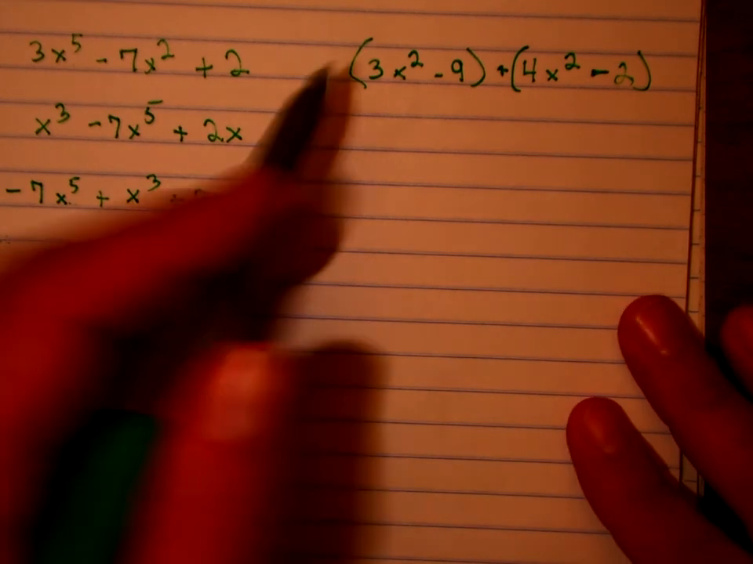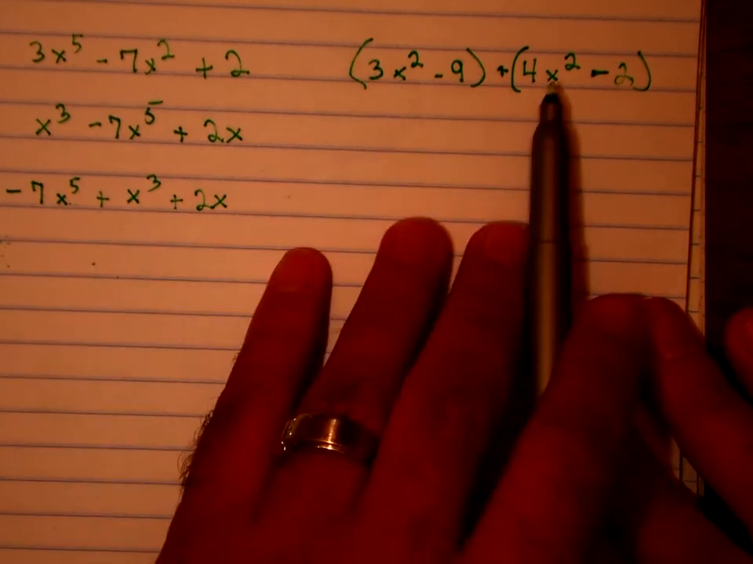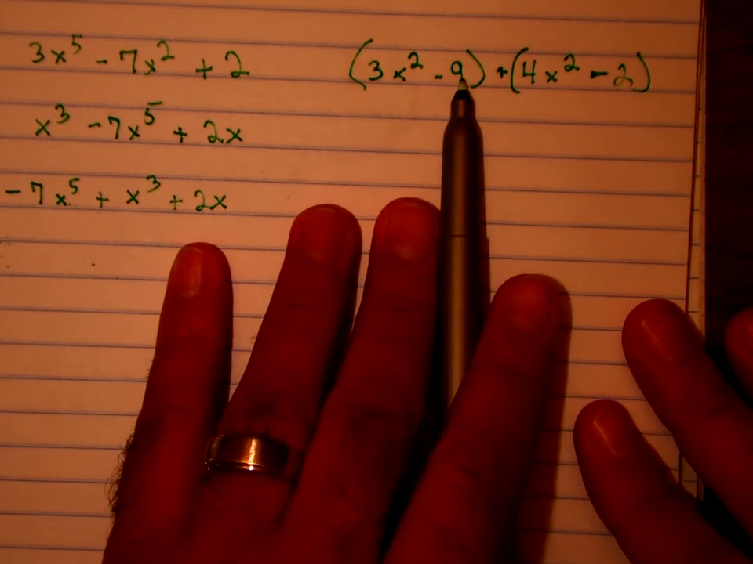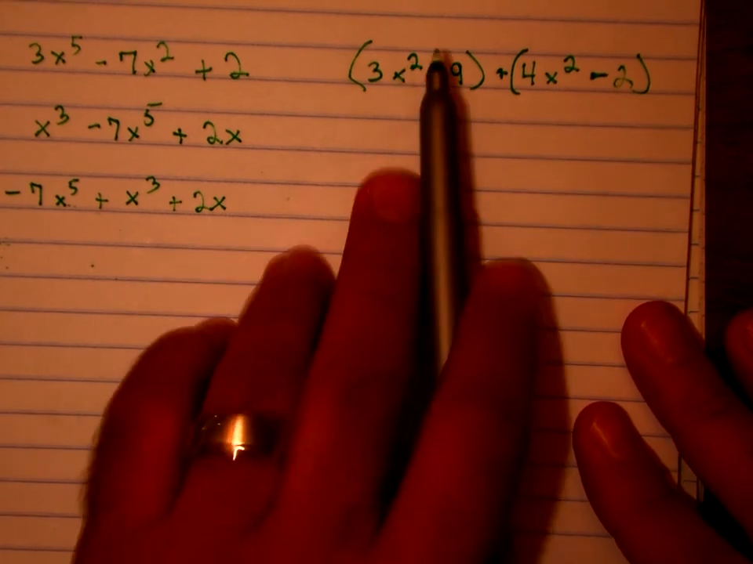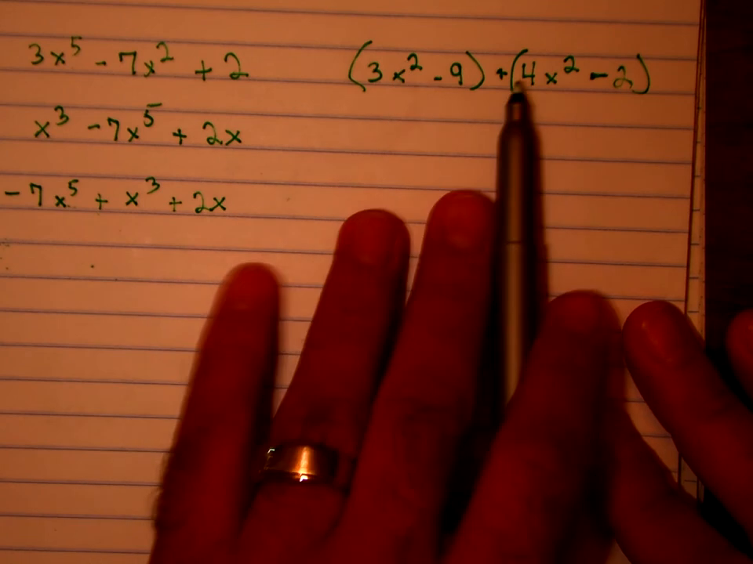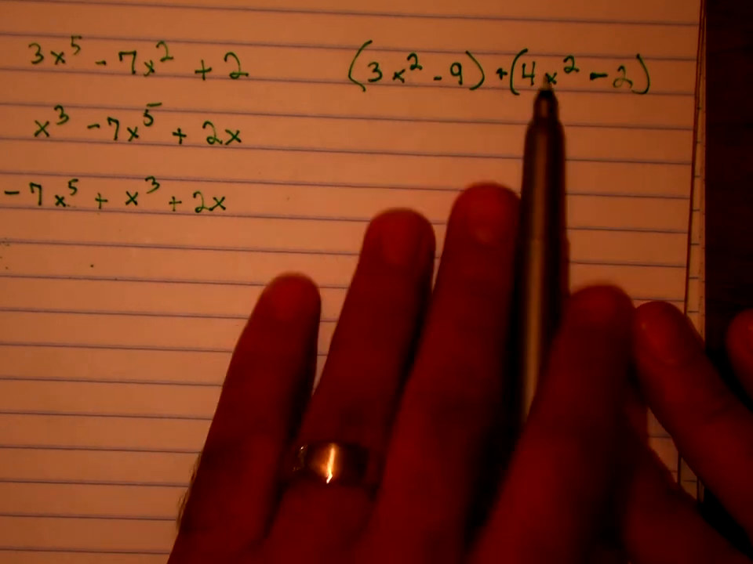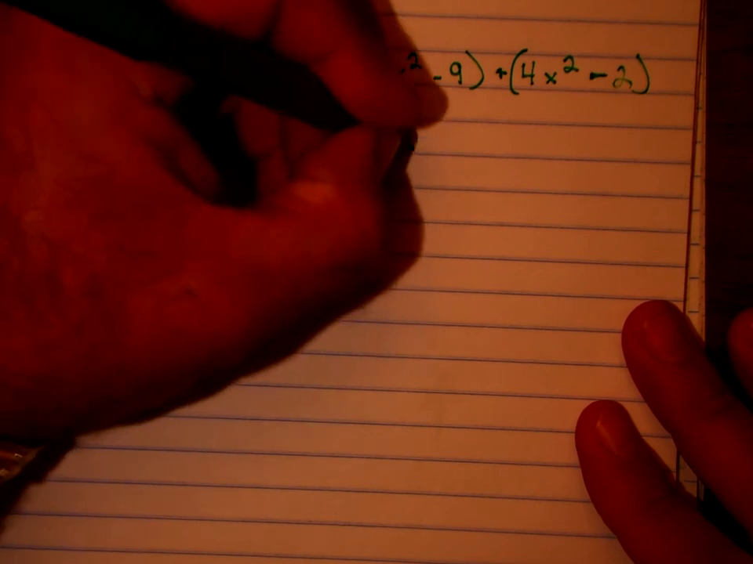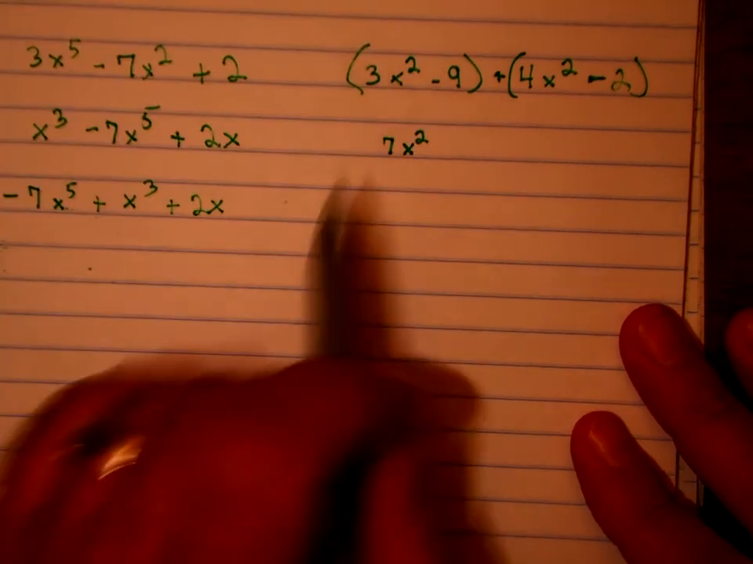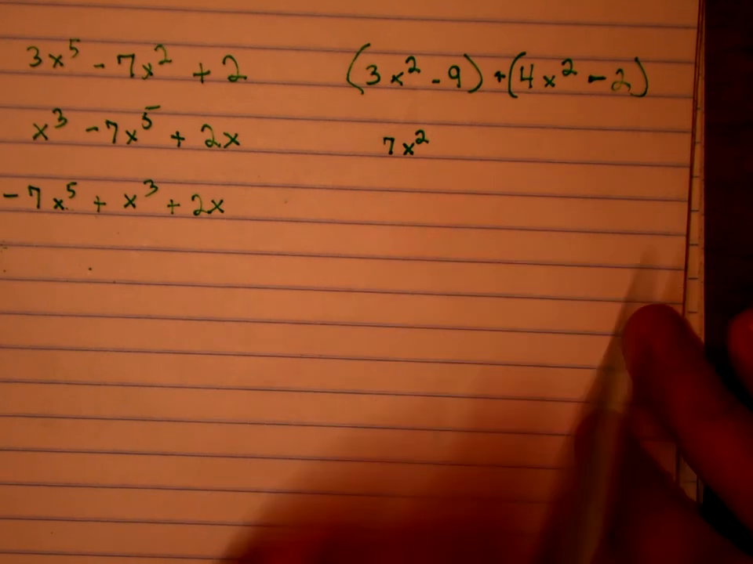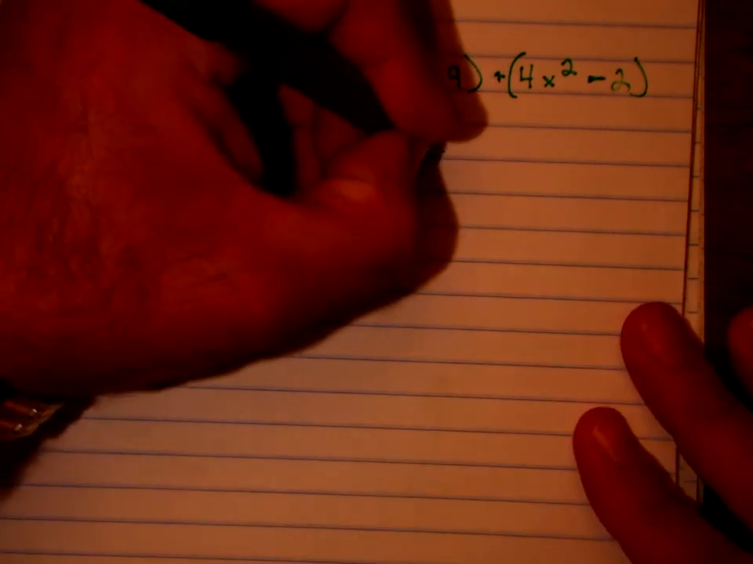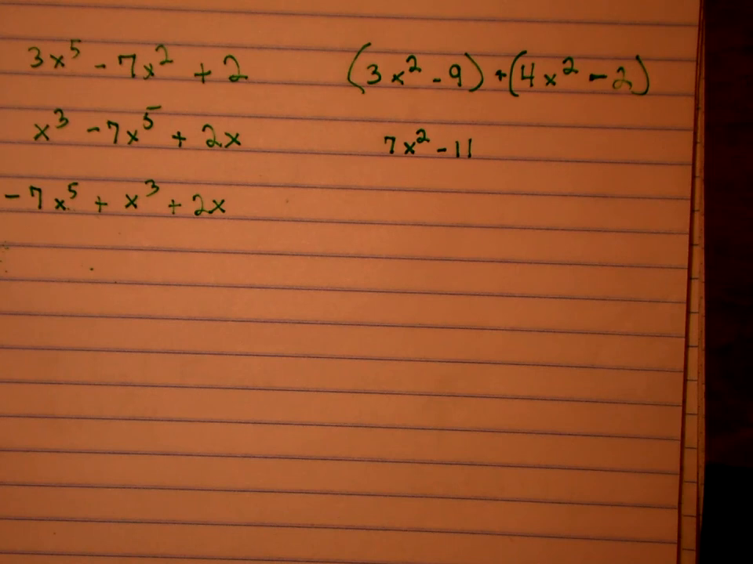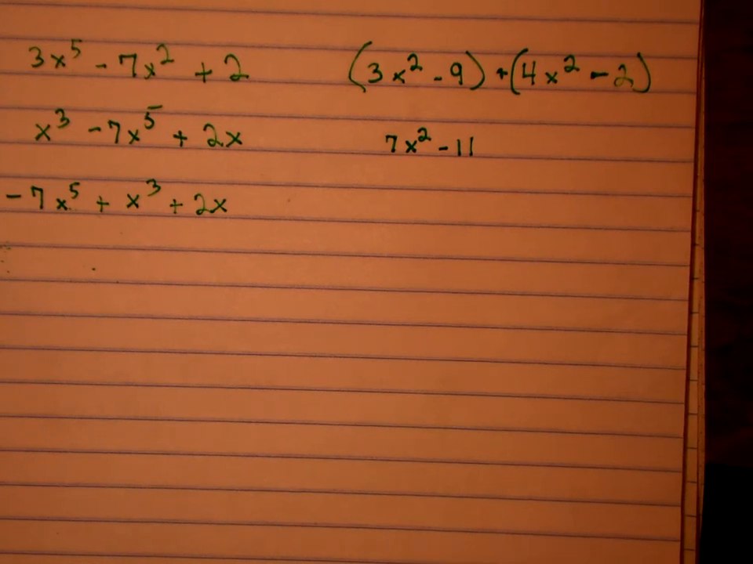So I do 3x squared. I can't add it to 2. I can't add it to 9 because the x squared is an x squared. I can add it to something else that has x squared. So what's 3x squared and 4x squared? Correct. It would be 7x squared. And then I do negative 9 plus a negative 2, which is a negative 11. All right. So I will do another type.